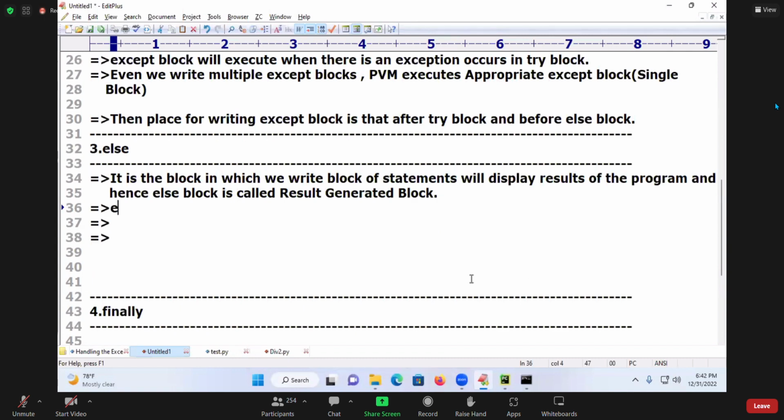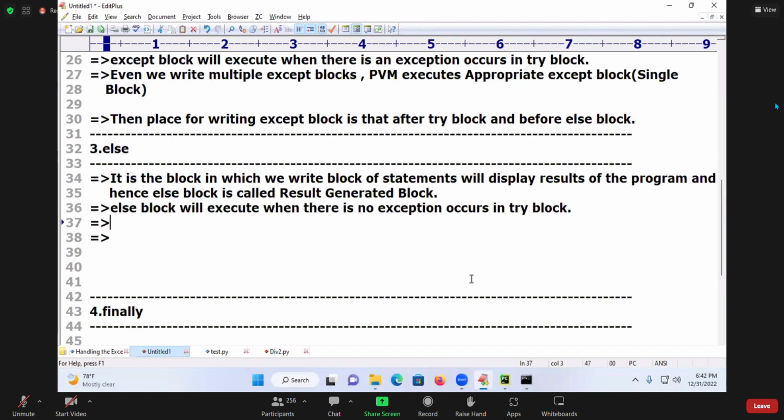Next, else block will execute when there is no exception. The except block executes when there is an exception in the try block. The else block will execute when there is no exception occurs in try block.